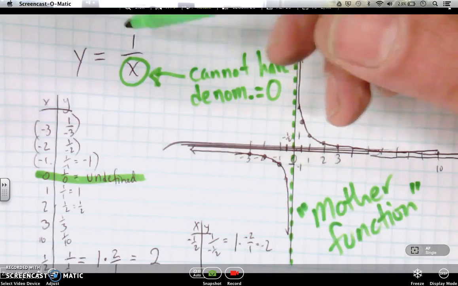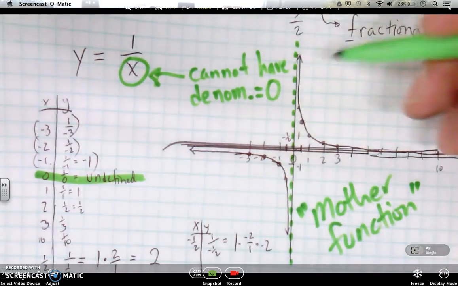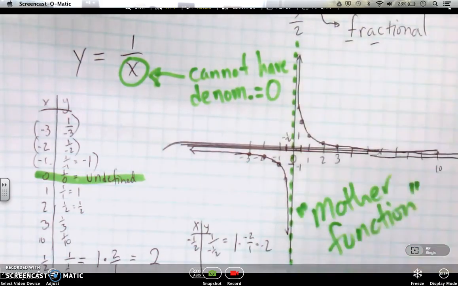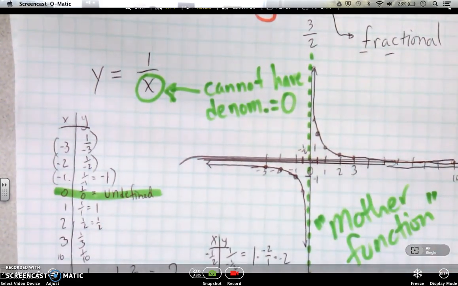The whole thing, like I said, is they're all going to be similar to this. They're going to have vertical asymptotes. They're going to shoot up to infinity or shoot down towards negative infinity at that asymptote. And they're going to look something like this. The actual points might change, but the general shape is going to be very similar.